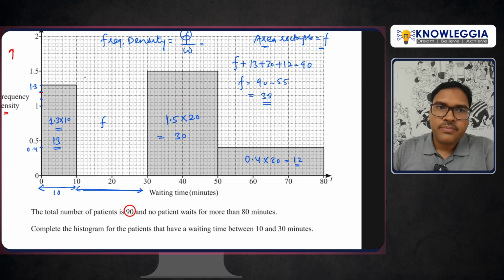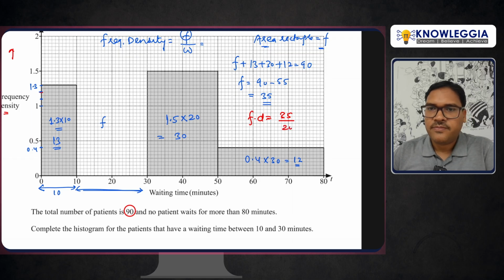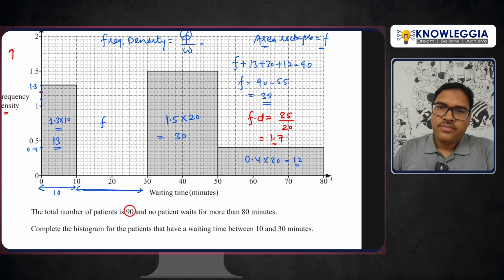Now to complete the bar, to complete the histogram, I need to find the height. Now what is the height? The frequency density, which is frequency upon width. So what is the frequency density in this interval? What is the frequency here? 35. And what is the width? The width is 20. So this is equal to 1.75. That is 35 by 20.